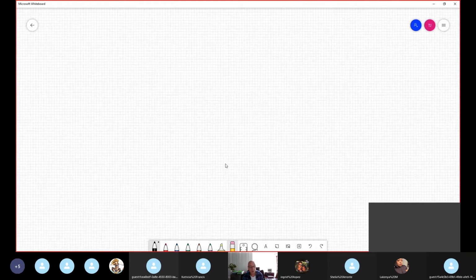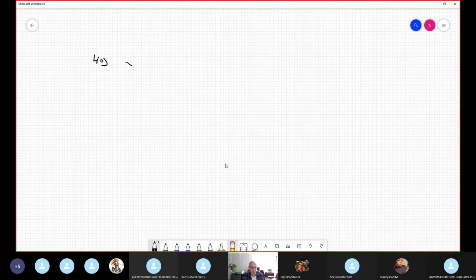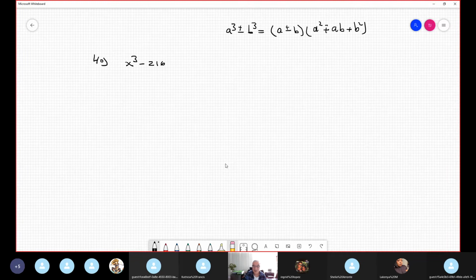Example 40, the cubic. 40 es el cubic, entonces now es x cubic minus 216. Well, what is the thing we are doing? Okay, let me copy the formula. The formula is a cubic minus b cubic. The factorization is a minus b, and this is a square plus ab plus b square. Esa es la fórmula. Si es plus here, es plus here, and minus here. Okay, it's very, very similar formula.